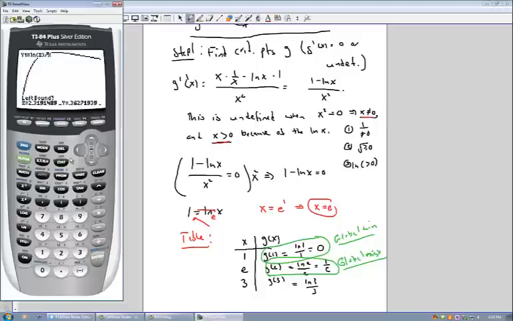And so you can just go to the left. When you think you're to the left of the maximum, you hit enter. Go to the right, you can hit enter. So I'm definitely to the right of the maximum. Give it a guess, just hit enter. And it'll point to the actual maximum. So that's e right there, and that's at 0.367, and so on, 1 over e.